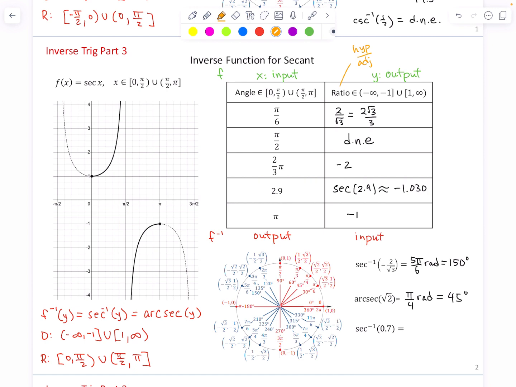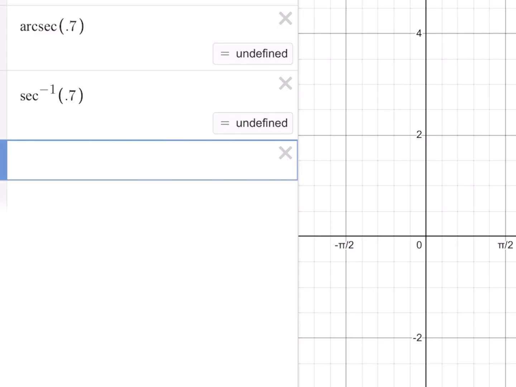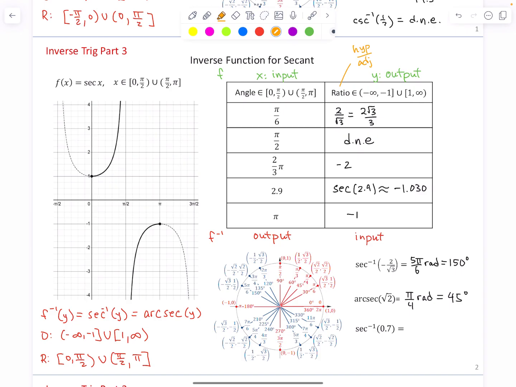Now the arcsecant of 0.7, the reciprocal of 0.7 is 10/7. You're not going to see that anywhere using the unit circle, so let's reach for a calculator. And you can type in arcsecant 0.7 or secant to the -1 of 0.7, and notice we get undefined, while in radian mode and also in degree mode, it doesn't matter. And that is because 0.7 is not in our domain, because it's in this missing portion of our domain between -1 and 1. 0.7 is not a possible ratio when doing the secant function. Okay, let's move on to the next slide.